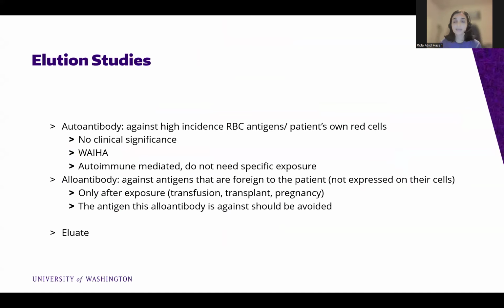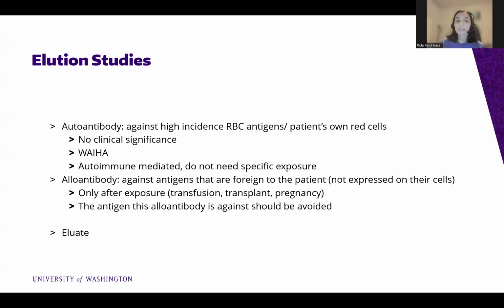So there is a next step that the blood bank does. It's an elution study, and you may or may not have heard of this. An elution study is used to determine the specificity of the antibody that's bound to the red cells. This is important because, like the prior chart, if it's an autoantibody, now I'm thinking warm autoimmune hemolytic anemia. If it's an alloantibody, now I'm thinking, oh, it's not to the patient's own red cells. Maybe they were transfused. Maybe it's a hemolytic reaction, or maybe they got a transplant or they were pregnant. They were exposed to some other blood, and the antibody is actually to that, not to their own.